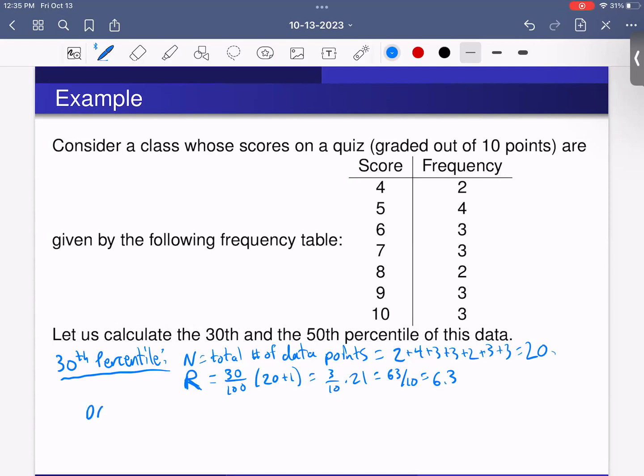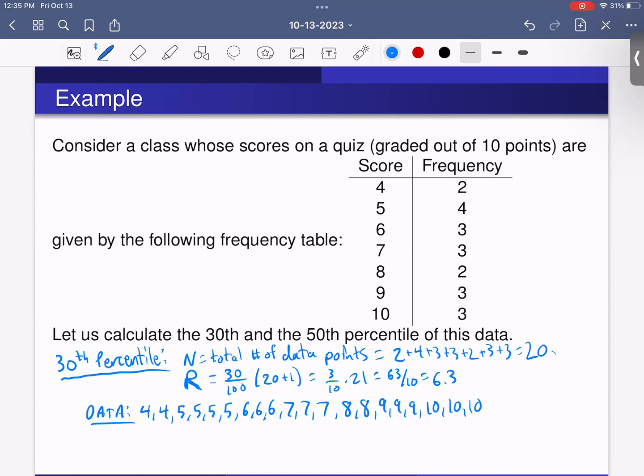Now, what do I do with the data? Here we have small enough data that I can just write them all out in ascending order, right? So I can just write out 4, 4, because we have 2 4s, 5, 5, 5, 5, 6, 6, 6, 3 sixes, 7, 7, 7, 3 sevens, 8, 8, 9, 9, 9, 10, 10, 10. Right, so that's my data here.